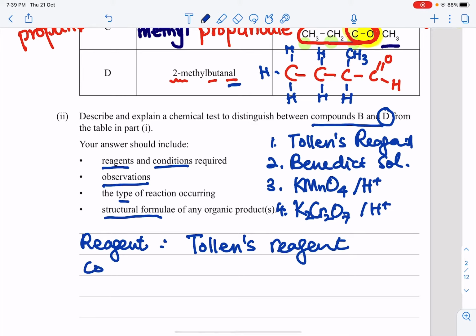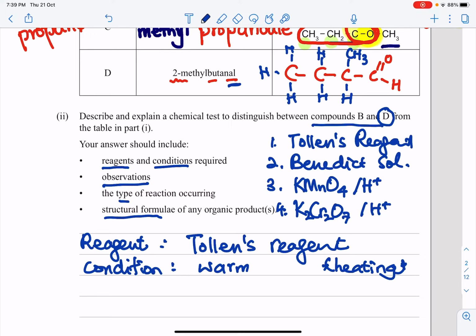And the condition would be warm. Make sure it is written clearly as warm and not heating, because heating sometimes can be ambiguous. It can mean heated up to boiling, which in this case is unnecessary, so do try to avoid the word heating. Heating may also include reflux, which in this case is just warm.